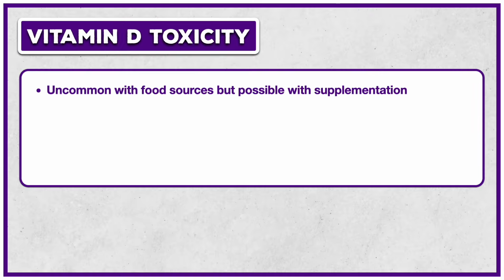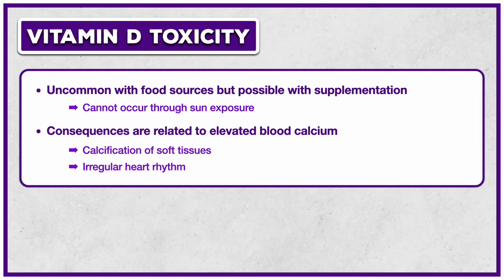Like vitamin A toxicity, vitamin D toxicity is uncommon with food sources but possible with supplementation. Importantly, it cannot occur through sun exposure, so if you stayed out in the sun all day, there would be a point that the conversion of the provitamin would stop. When vitamin D toxicity does occur, consequences are related to elevated blood calcium. That can result in the calcification of soft tissues, including vital organs, which disrupts their function. It can also result in an irregular heart rhythm due to calcium's role in muscle contraction.